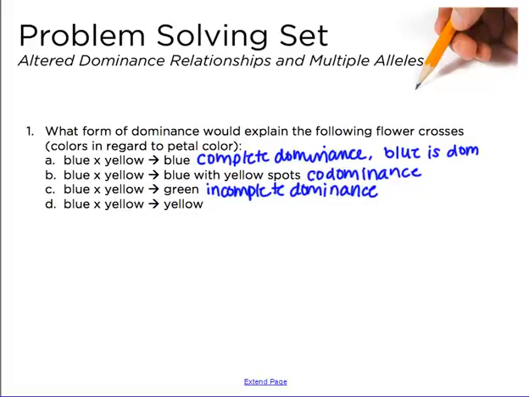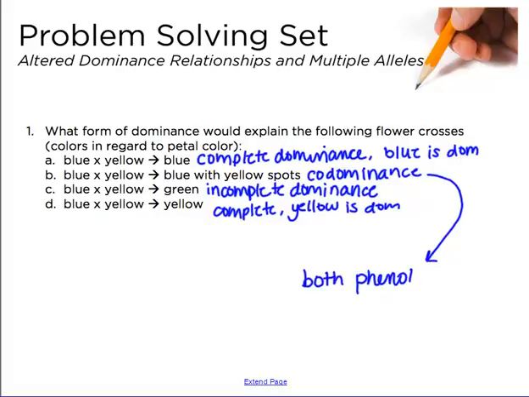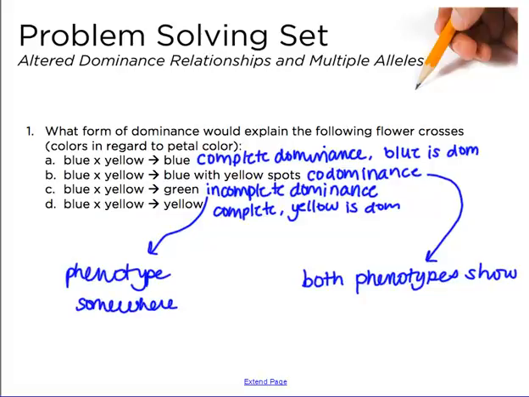And for D, it says blue times yellow, and they all go to all yellow. Now here again it's complete dominance, but this time it's the yellow that's dominant, so this must be a different species of flower. So let's just write that down. Codominance is where both phenotypes are showing. And incomplete dominance is where the phenotype is somewhere in between the two parental. Okay, and those are the three types of dominance.